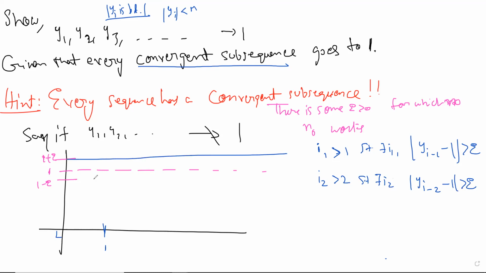So this was a band, but my point is that eventually the sequence is not inside this. You keep finding terms which are outside. These are your subsequence, completely outside. So now what does it mean? You get a sequence yi1, yi2, yi3. What can we say about this sequence? The distance of this sequence from 1 is always more than epsilon.